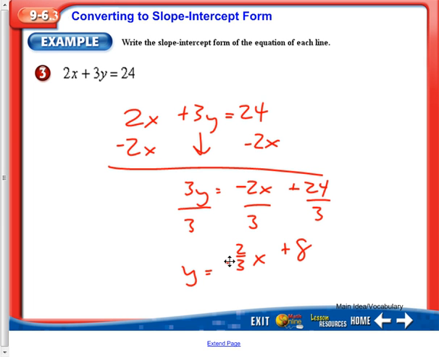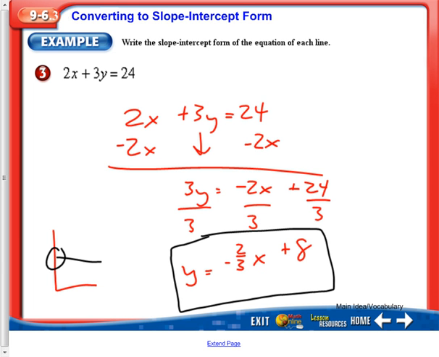So my slope is negative 2/3, so this graph will be decreasing, something like that. It's going to cross the y-axis at 8. But this is my answer right here for this equation.